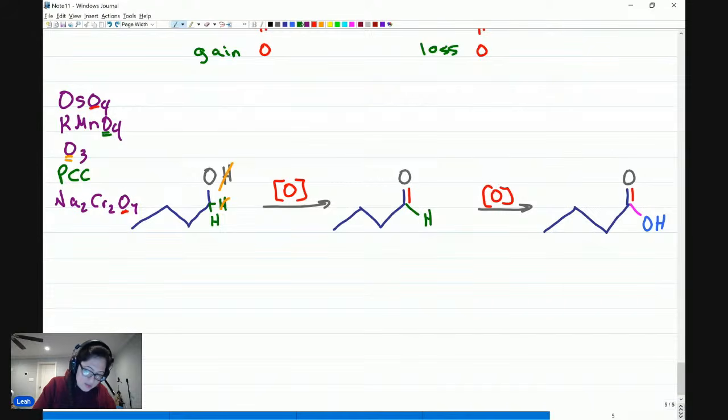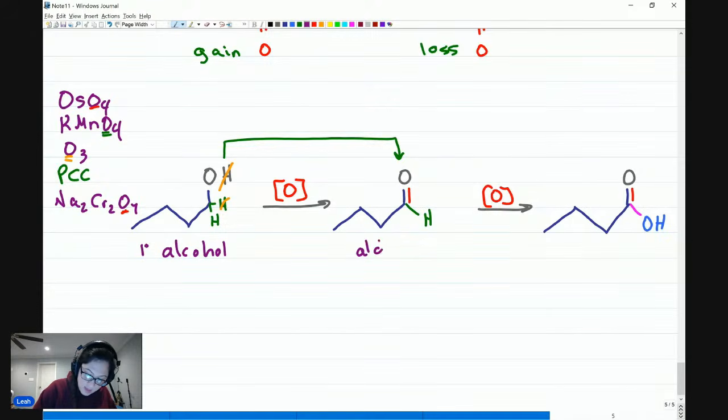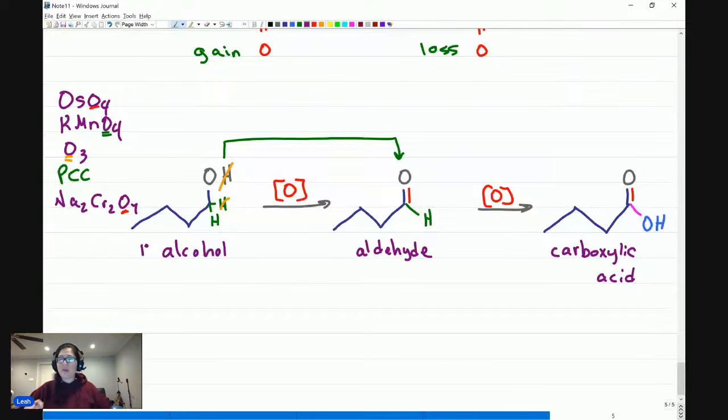Now, for these specifically, you do have to learn some nuances, but the patterns will help you make it easier to remember. To go from just an alcohol to an aldehyde, I did not put any names on here, so let's do that. We have a primary alcohol. We have a partially oxidized aldehyde and a fully oxidized carboxylic acid. So most oxidizing reagents are way too strong, and they are not going to stop at the aldehyde. They're going to go all the way to the carboxylic acid.